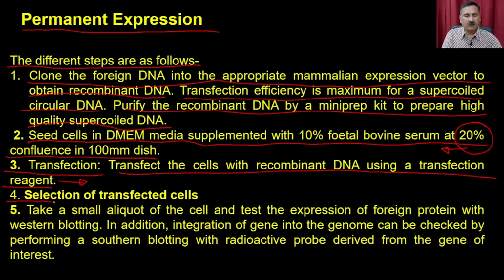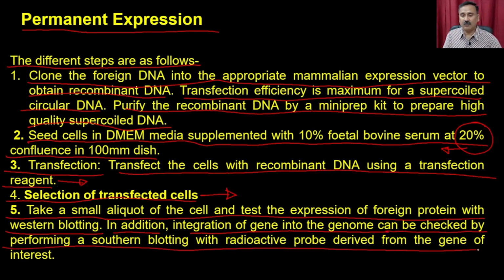Then in step 4, you do the selection of the transfected cells. You have multiple options for selecting the transfected cells. You can take a small aliquot of the cells and test the expression of the foreign protein with Western blotting. In addition, the integration of the gene into the genome can be checked by performing a Southern blotting with a radioactive probe derived from the gene of interest.